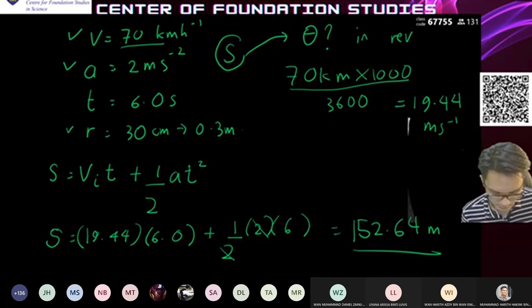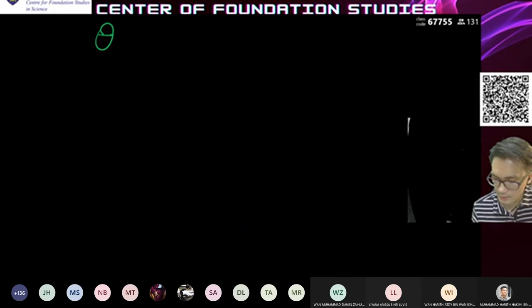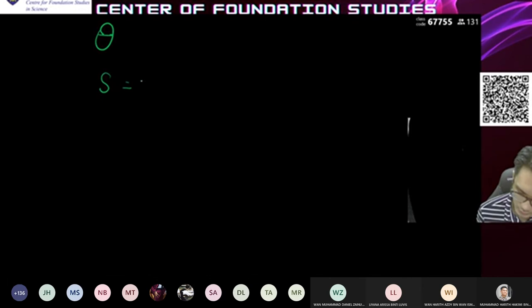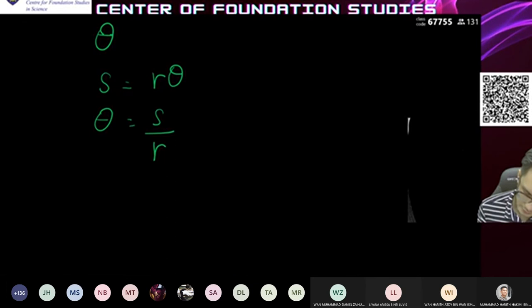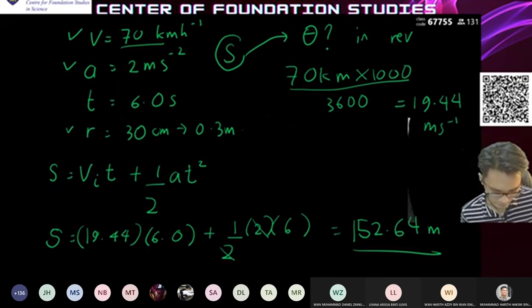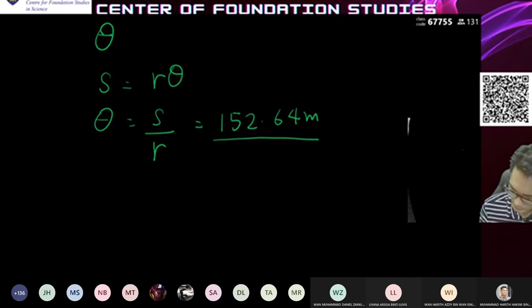Okay, and untuk cari theta, we need to relate it to the equation that relates linear and the angular quantities, where S is equal to R theta. Then the theta is equal to S over the radius. And the S that we get from our previous calculation is 152.64 meter. And we divide by our radius, which is 0.3 meter. And kita akan dapat 508 radian. But this is in radian unit.